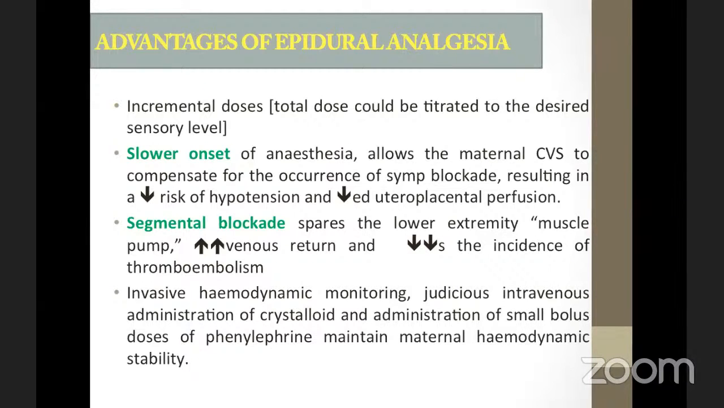However, if the patient has moderate to severe stenosis, you have to go for invasive hemodynamic monitoring, judicious fluid administration of colloid and crystalloid, and administration of small bolus doses of phenylephrine to maintain maternal hemodynamic stability if required.